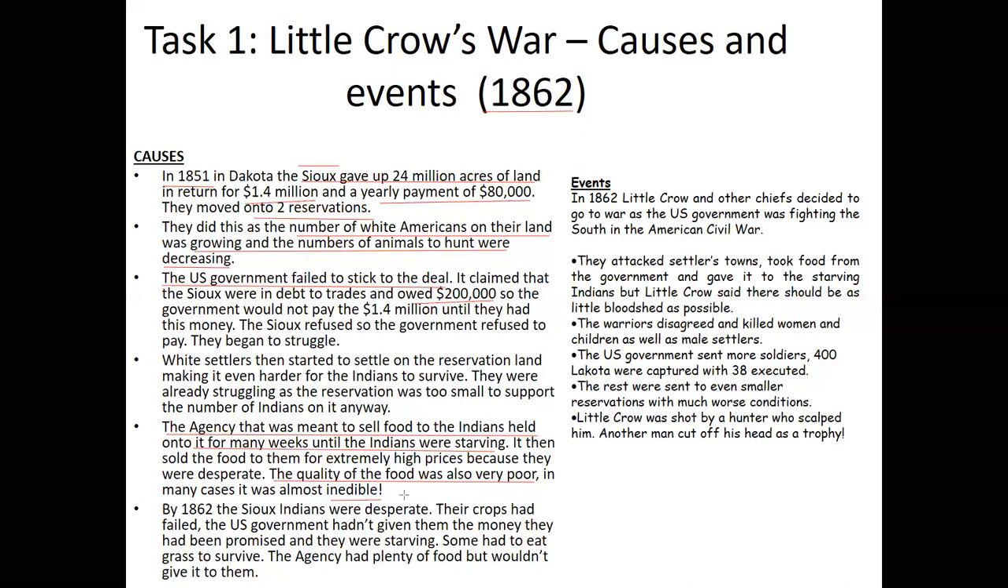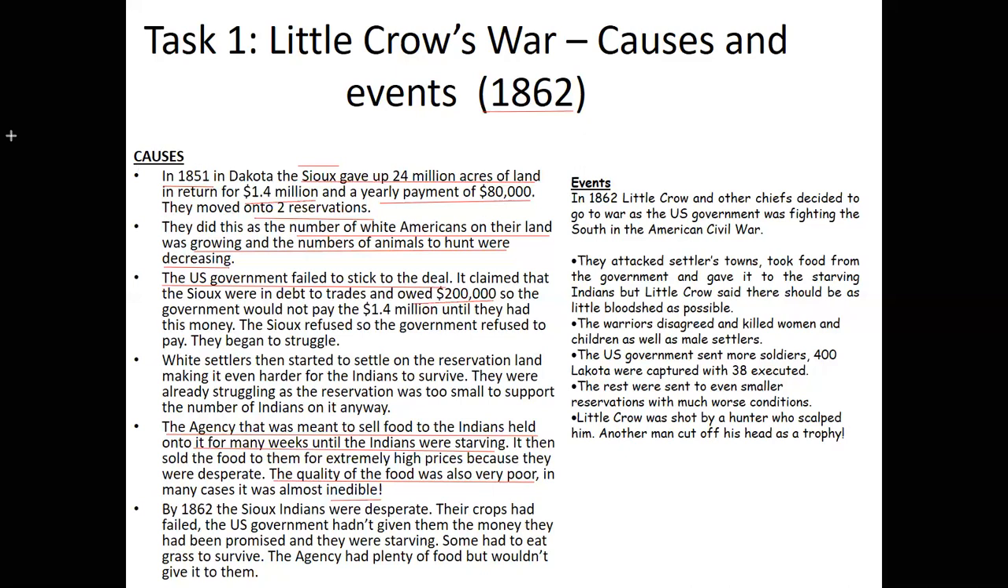So the rest of the Sioux, the Lakota Sioux who survived, were sent to much smaller reservations with much worse conditions, which led to many dying of disease. And then later on, Little Crow was shot by a hunter who scalped him. And then another man cut off Little Crow's head as a trophy.